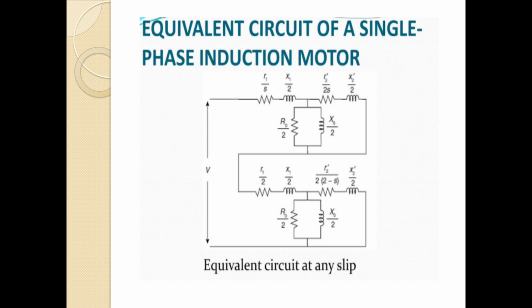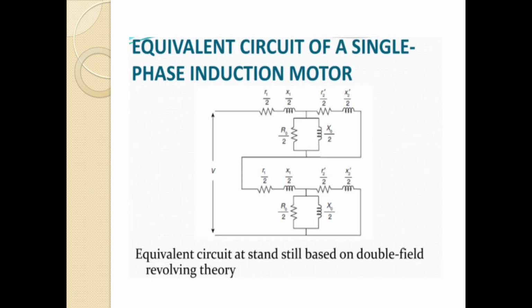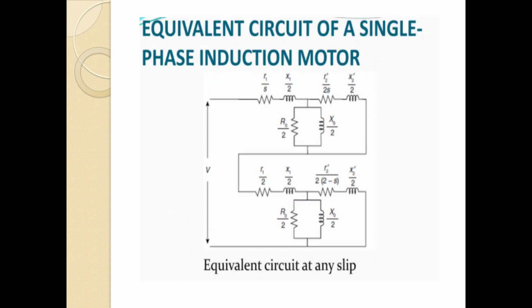First one is the equivalent circuit, still based on the double field revolving theory, and the equivalent circuit at any slip diagram. From this equivalent circuit, the forward impedance ZF is greater than the backward impedance ZB, and the forward induced voltage Vf is also greater than Vb.